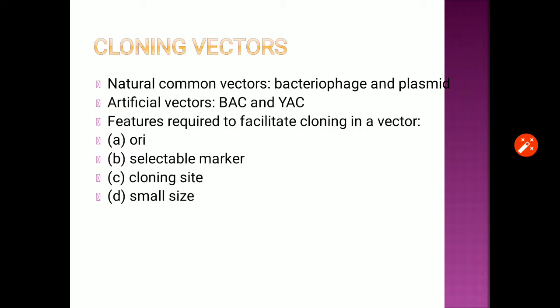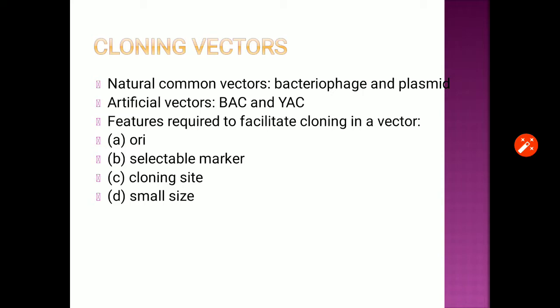Now about the selectable markers. These are the genes which ensure the insertion of a desired gene. Now the cloning sites. These are also termed as the recognition sites or the restriction sites. And these cloning sites should be few in a vector to facilitate the process. More sites will complicate the process.